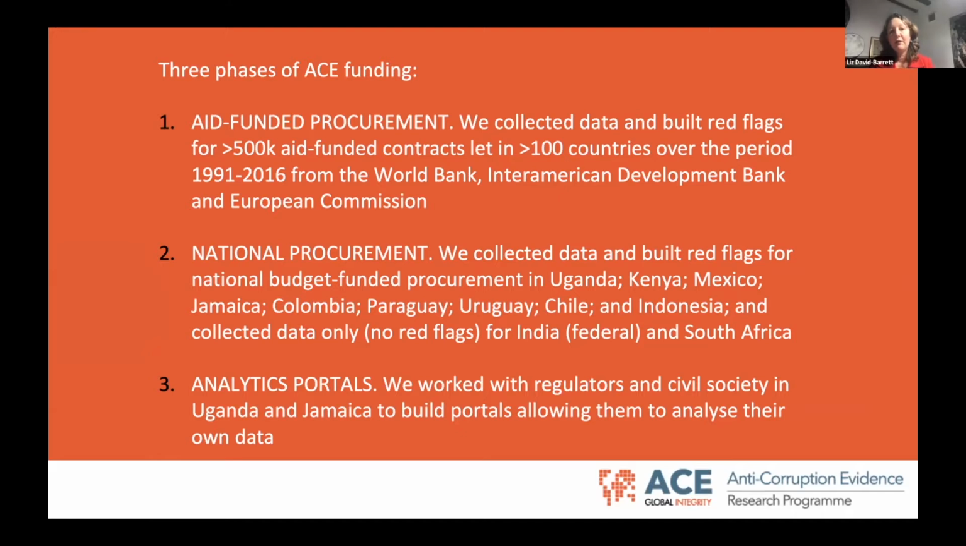In the second phase, we moved into collecting national procurement data. So again, with a big span of countries, different income levels, we collected the procurement data, cleaned it and built these red flag indicators for all of those countries. And then in the third phase, we moved very much into the sort of impact side of this in terms of trying to spread the word about how to do this analysis of procurement, and actually working with regulators and with civil society actors to build portals which allow people to analyze the data themselves.